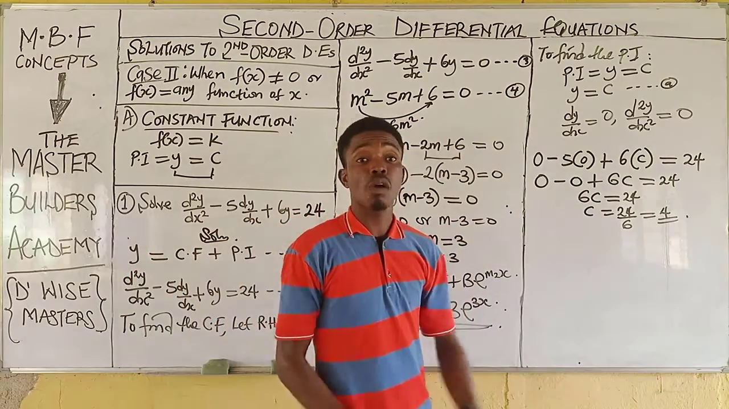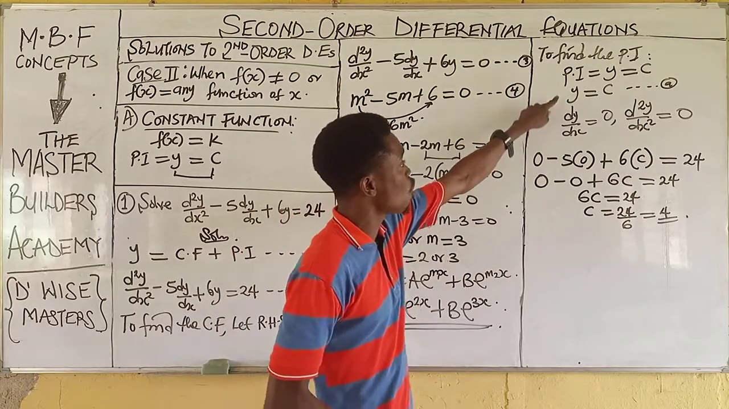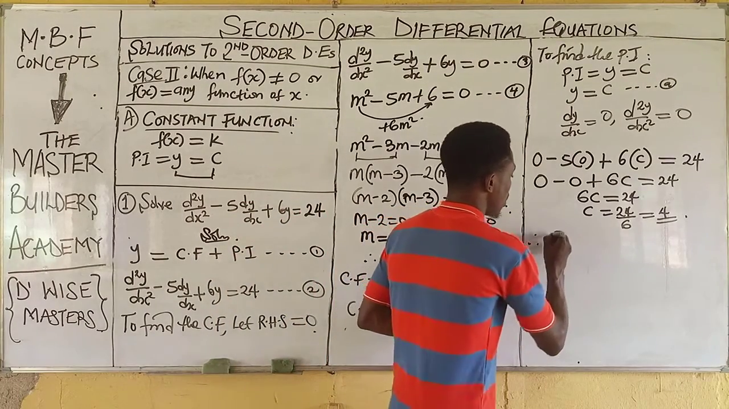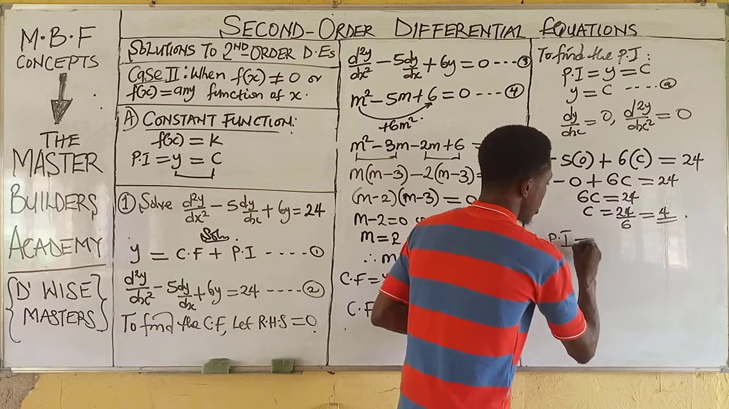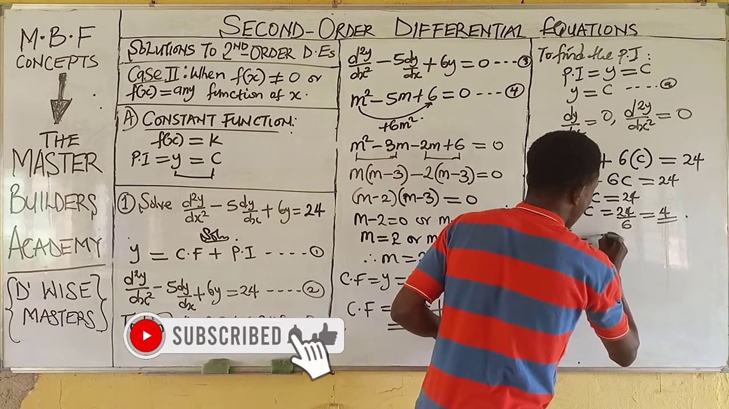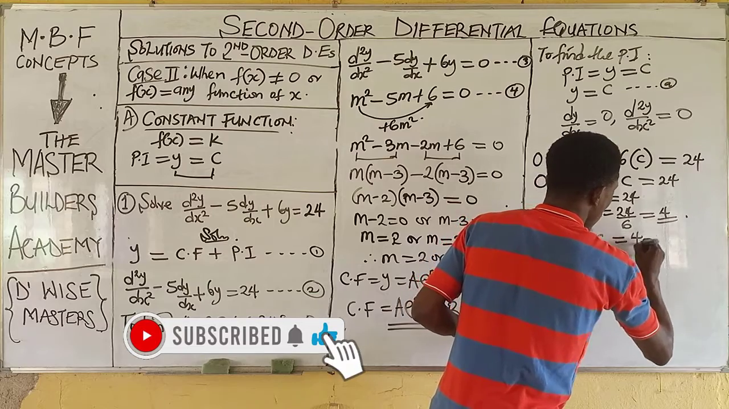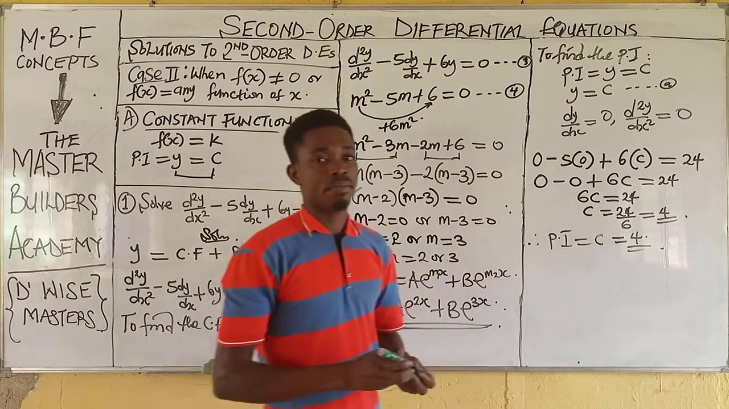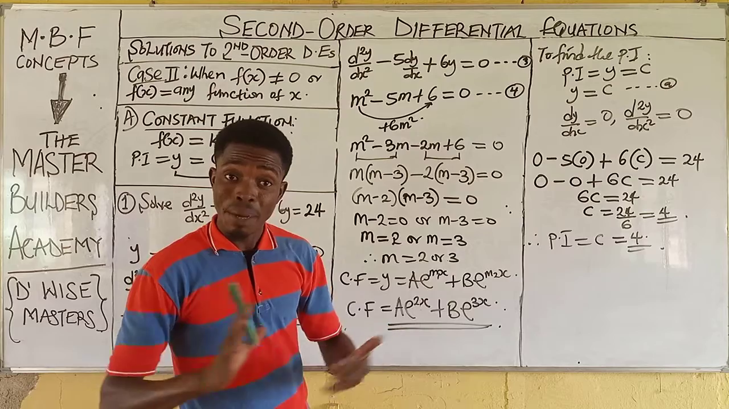Now that we have gotten the value of c, the next thing we are quickly going to do is to come to the particular integral. Therefore, the particular integral is equal to y, and y is equal to c. So your particular integral is equal to c, which is equal to 4. It's as simple as this. So you have gotten the particular integral.